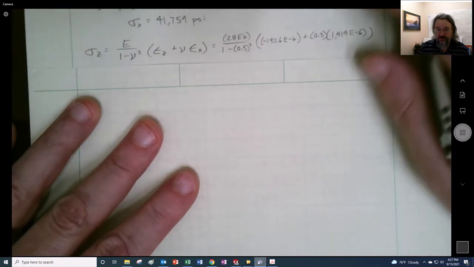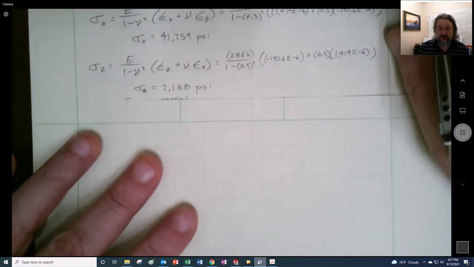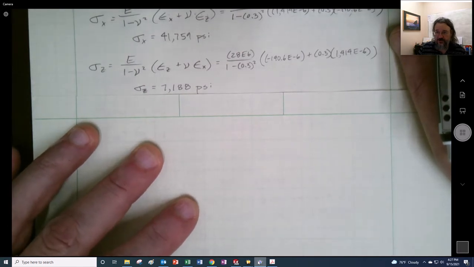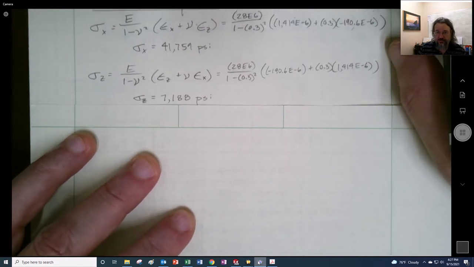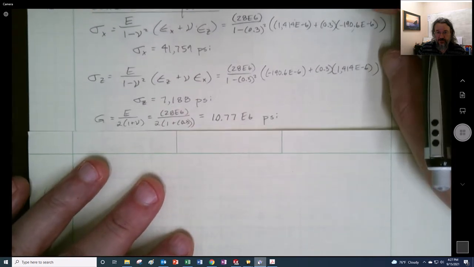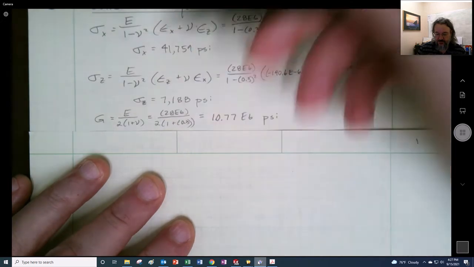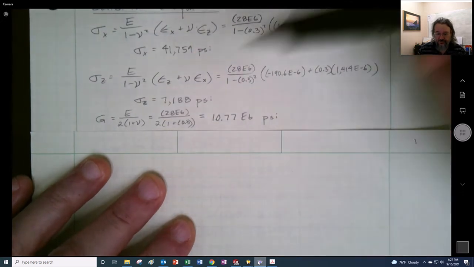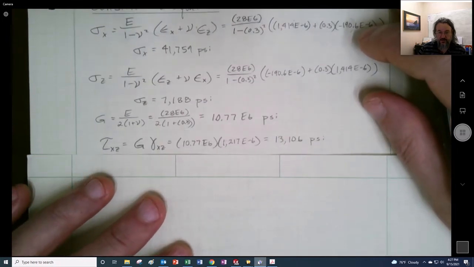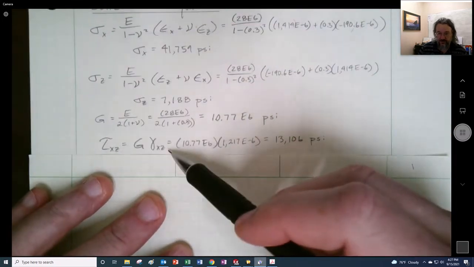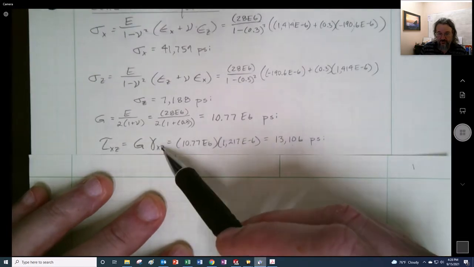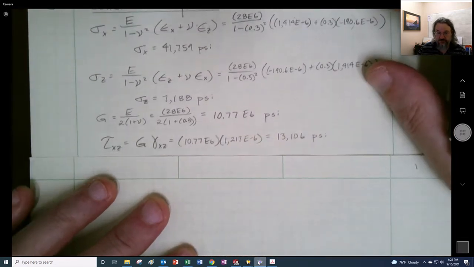You can do the same thing for the z direction here, and we get 7,188. Right. So these are the normal stresses at this location. I need to get the modulus of rigidity from the material properties that were given. With that, we can directly get the shear stress. It's just the modulus of rigidity times the shear strain.